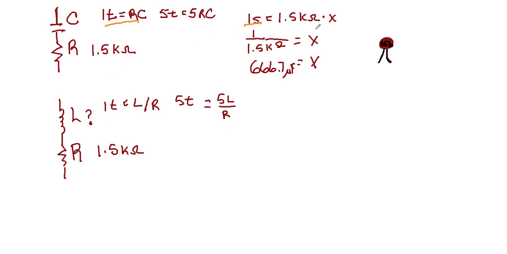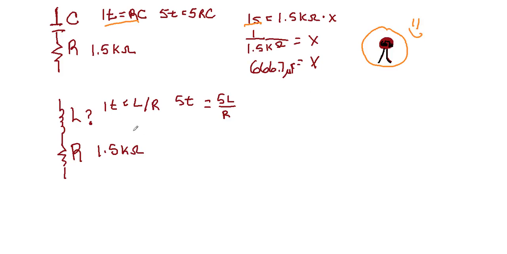And 1.5 k times x, which is a capacitance, is equal to 1 second. So 1 second divided by 1.5 k is equal to our capacitance. And as you can see, 666.7 microfarads would be our x. And we're talking about a little capacitor here, okay? So that makes us very happy, makes a nice little small space.